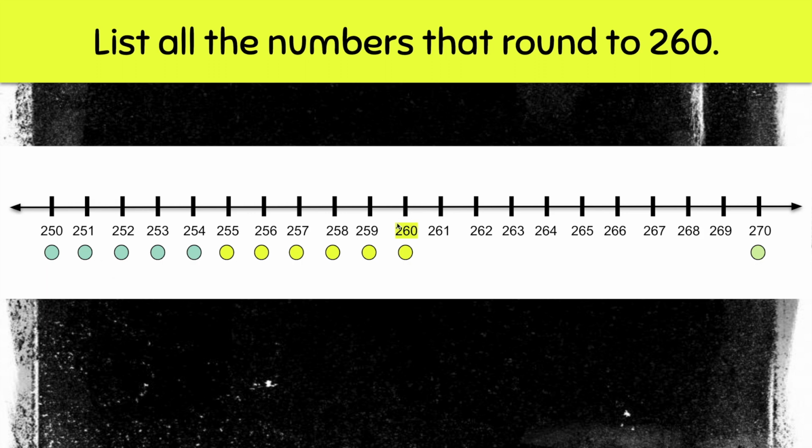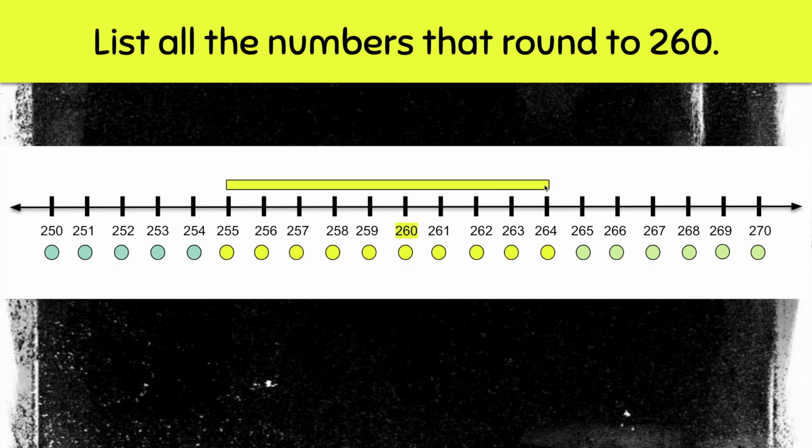Now we can focus between 260 and 270. Halfway is 265. Anything less than that will round to 260 because these numbers are closer to 260 and further from the next 10. Anything halfway and greater is closer to the next 10, which is 270. So we know that from 255 to 264, this range of numbers rounds to 260.